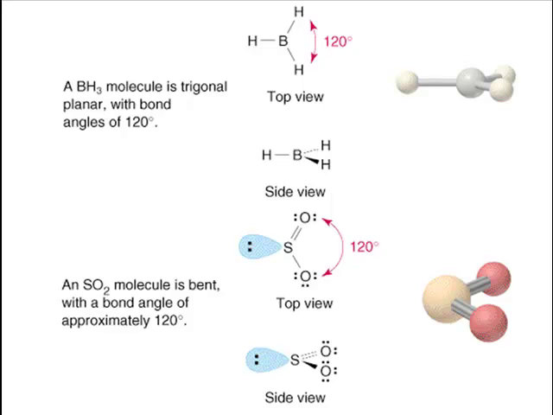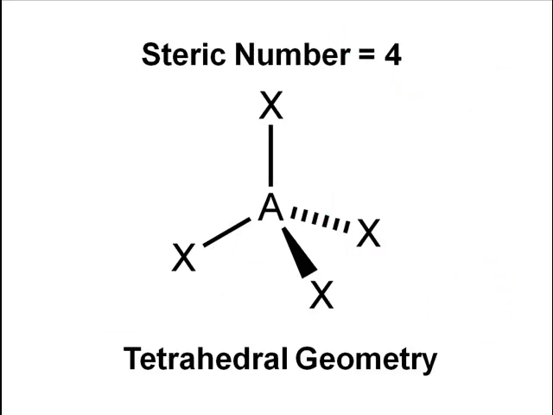BH3 is trigonal planar with a bond angle of 120. The SO2 molecule is bent with a bond angle of approximately 120. The angles are both the same, but in this case, you have a lone pair here. So the angles look almost exactly the same, you're just missing that extra atom. This is why these two shapes are quite similar, except for that trigonal planar basic shape.